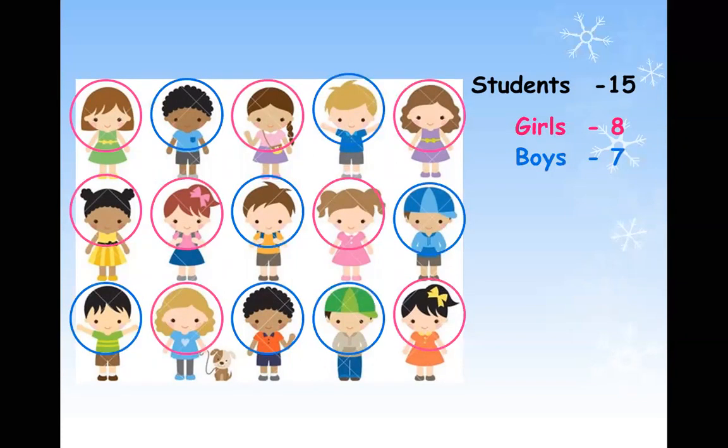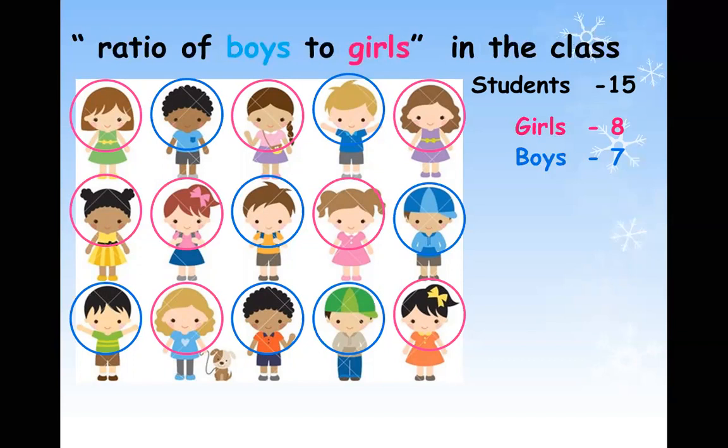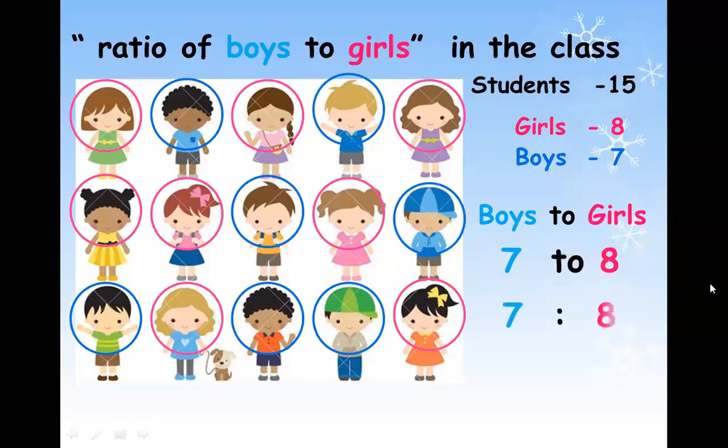So when you take the girls and boys, now we are going to compare these two quantities, which we call ratio. You can see here boys to girls. It compares boys to girls in the class. When we compare these two quantities, which is written first here is boys, then girls. So you have to write boys to girls, 7 boys to 8 girls, right? 7 to 8. And in fractional form I can write 7 over 8.